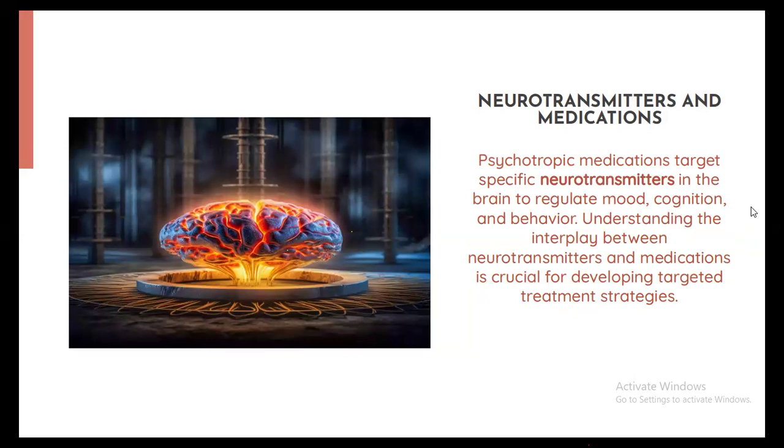As I talked about neurotransmitters and medications, psychotropic medications target specific neurotransmitters. For example, as I mentioned about schizophrenia, the dopamine neurotransmitter is normally affected in schizophrenia, so it will be targeted in any psychotropic medication dealing with schizophrenia. So basically, the psychotropic medication targets a particular neurotransmitter to regulate your behavior, cognition, and mood. So we will be understanding the interplay between neurotransmitters and medication, which is a crucial part of developing any treatment strategy for any disorder.